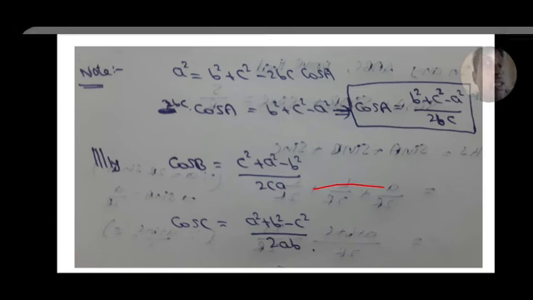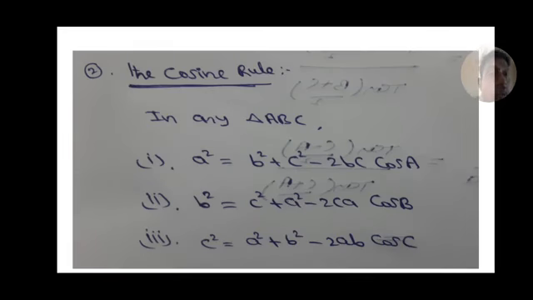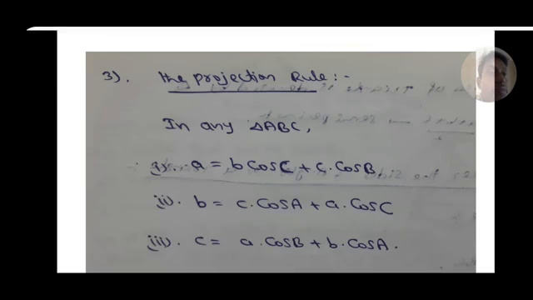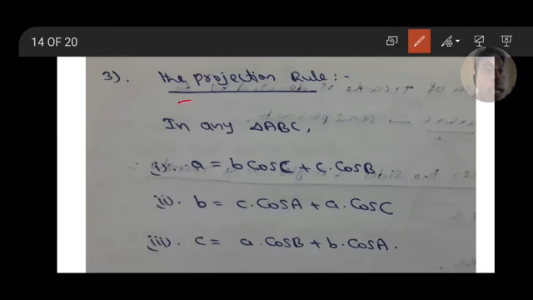The cosine rule means these three statements: a² = b² + c² − 2bc cos A, b² = c² + a² − 2ca cos B, c² = a² + b² − 2ab cos C. From this we have written cos A, cos B, cos C. Next, the projection rule. The third one is the projection rule.